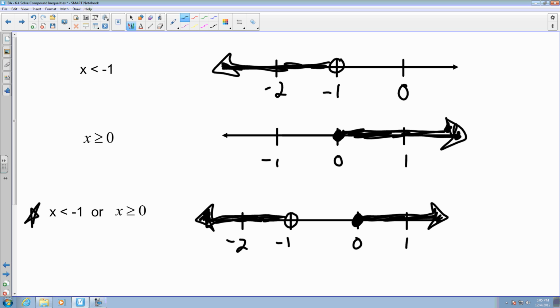So if you remember from the first page, the and statement had the shading in between the two solutions for the inequality, and the or statements are shaded on the outside. So that'll help you remember: and statements you shade inside the shade of the inequality, or statements you shade on the outside.